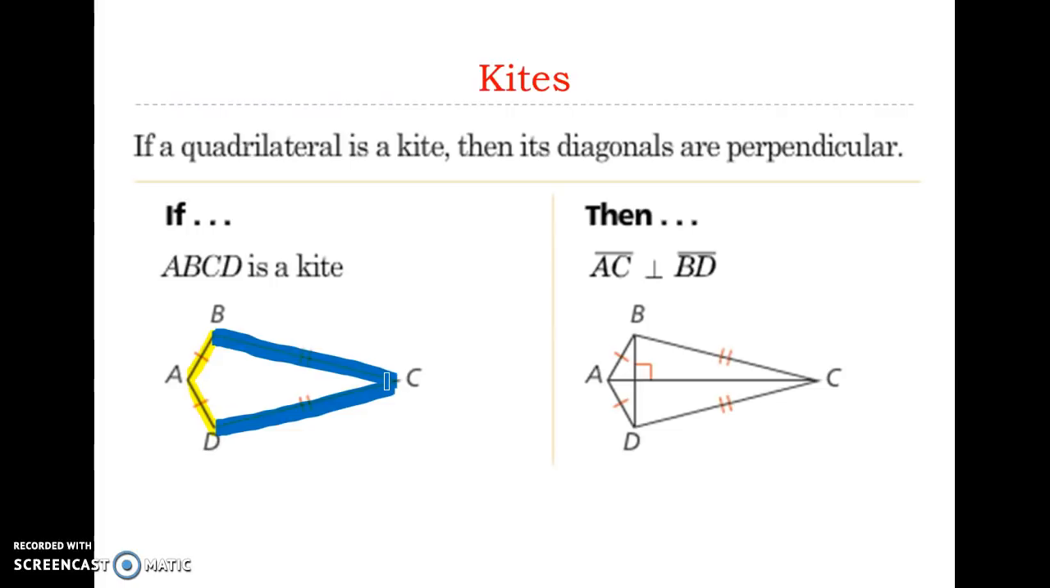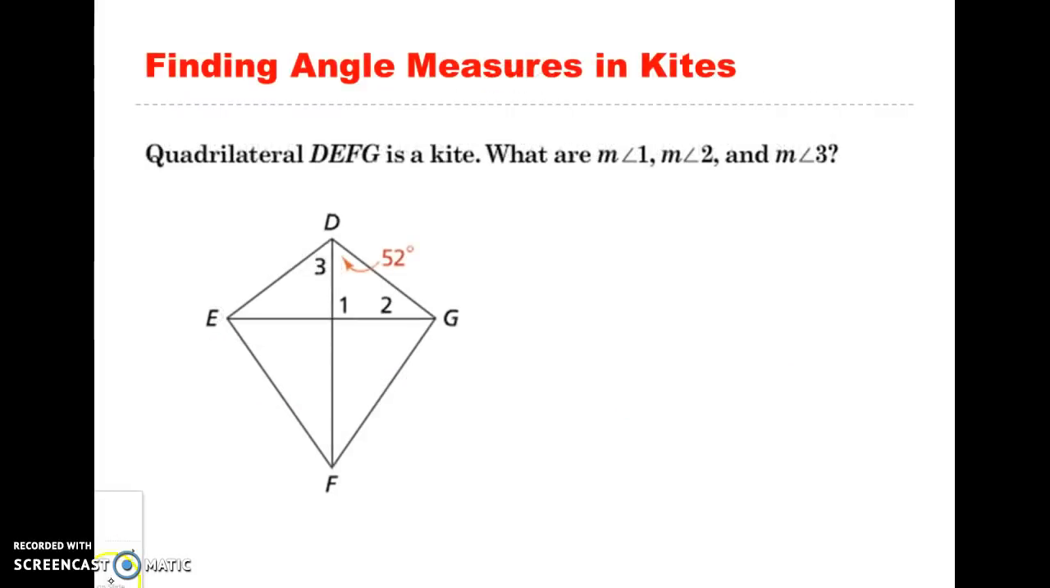If you know you have a kite, then segment AC is perpendicular to segment BD. When you have perpendicular lines, they create 90-degree angles. All right, quadrilateral DEFG is a kite. What are the measures of angles 1, 2, and 3?